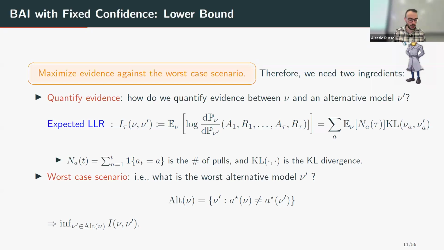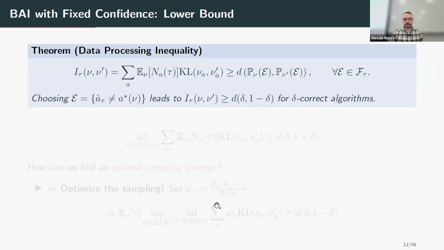So for the purpose of deriving the lower bound, we need to compare with this set. And then we are simply going to take the worst case scenario from this set. And from the log likelihood ratio, we also showed the data processing inequality, which tells you that this expected log likelihood ratio is always lower bounded by the Bernoulli KL divergence of these two parameters. This is the probability under the true model of some event E, and this is the probability under the alternative model of the same event.